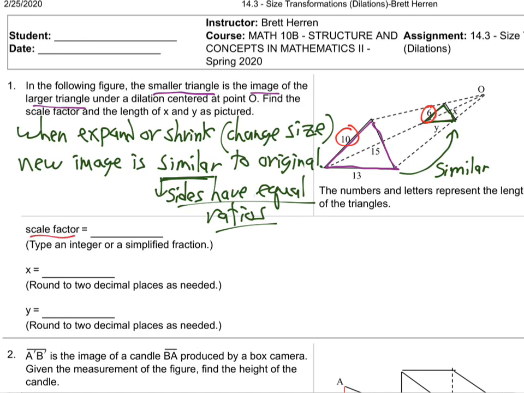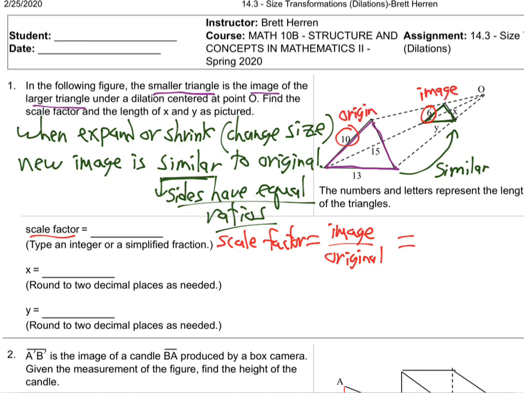Okay, so they want the scale factor. What's the scale factor? The scale factor is always the image over the original. You're wanting to know the image is what portion of the original. So the image is this one. This one's the image. And this one over here is the original, right? We started with the big triangle. It says the smaller triangle is the image. So the image is the 6 and the original is the 10. Now, why am I using these two? Well, because I know the right side is 15, but I don't know the right side of the little triangle.